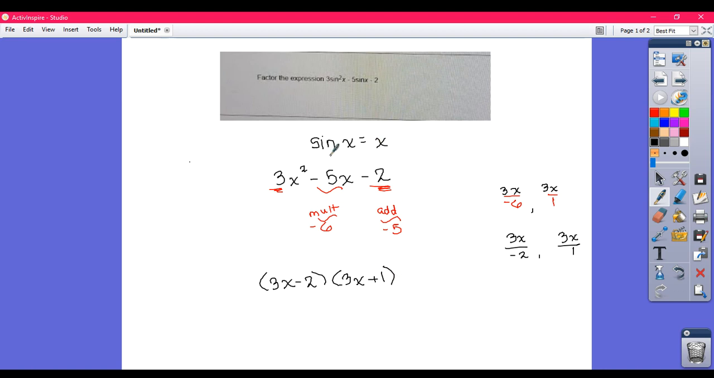Now that I'm done, remember you changed all of the sine of x into x, so change it back. So it'll say 3 sine of x minus 2, and then 3 times sine of x plus 1. So this is the factored form, and then just to double check it, you can always FOIL, and it should bring you right back to the original expression.